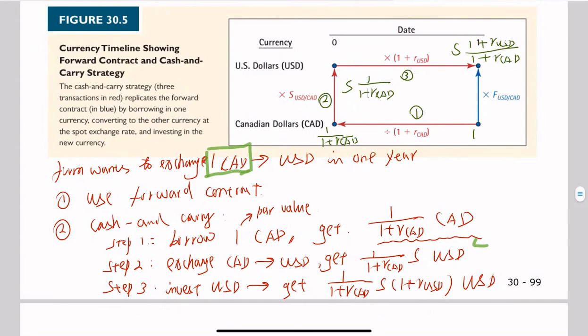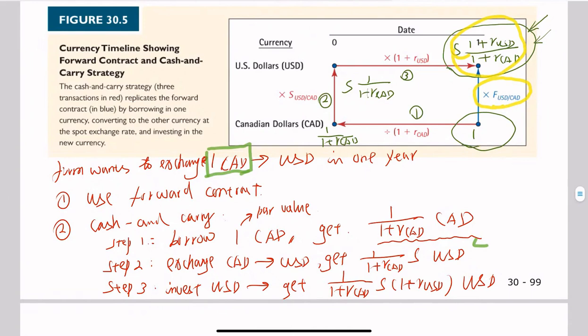So what will happen is you will look at these two numbers. In 1 year, you will owe 1 Canadian dollar and you will get this amount of US dollars. So this is equivalent to saying that in 1 year, you're exchanging 1 Canadian dollar for this amount of US dollars. So this is equivalent to your forward exchange rate, right? So this number and your forward exchange rate have to be the same, right? So that's why this cash and carry strategy can help us to pin down this forward exchange rate.